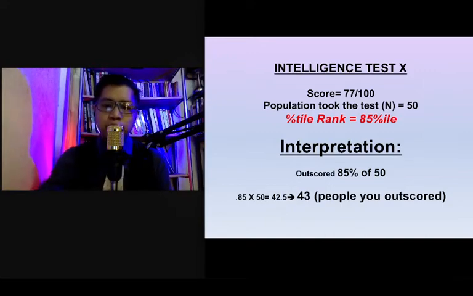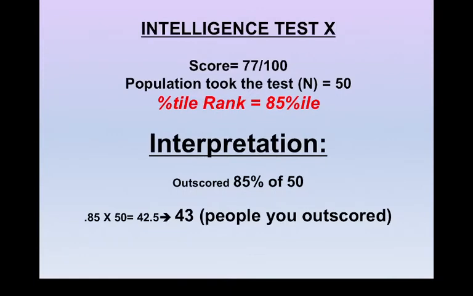So kung merong 50 katao na kumuha ng test at ang percentile rank mo is 85th percentile, it means you were able to outscore 85% of the 50. So paano mo kukumpitin yon? 0.85 times 50, that gives you 42.5, rounded up to 43. Ano ang kahulugan ng 43? Merong 43 na katao na nilamangan mo. Yung score mo mas mataas sa 43 na katao.